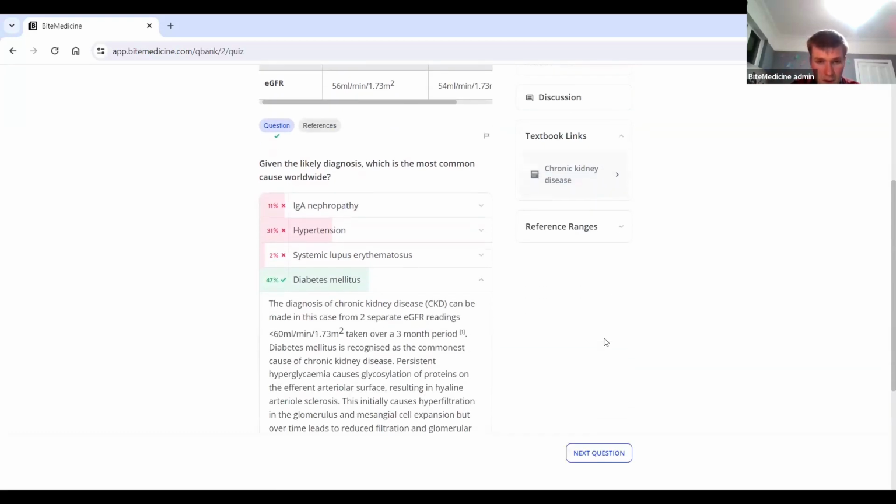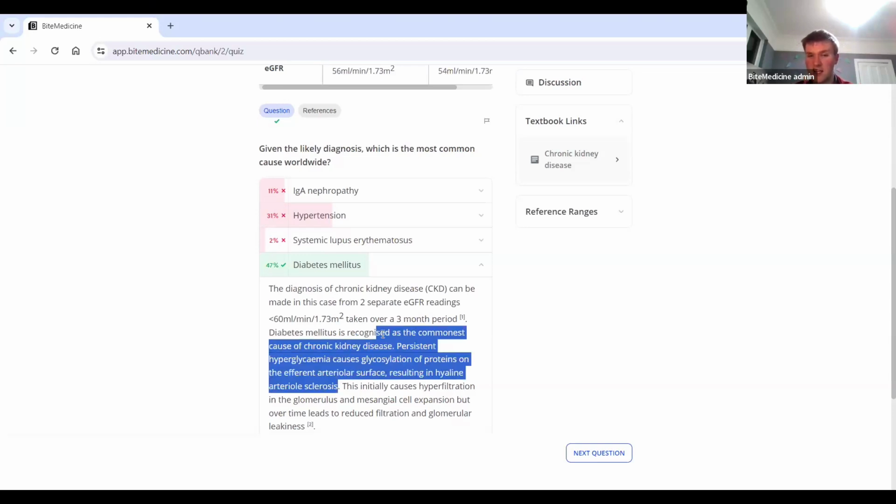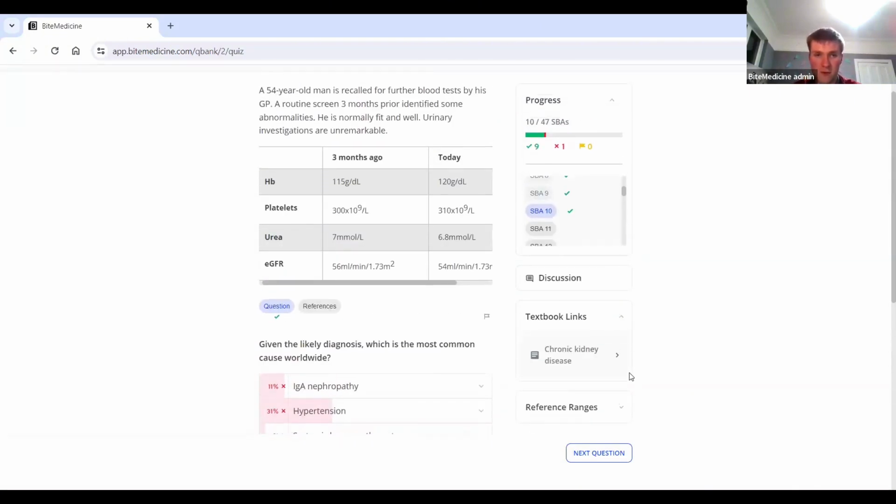Excellent. Look at that. Chuffed. So we've talked about how this is diagnosis of CKD. Persistent hyperglycemia causes glycosylation of proteins on the efferent arteriolar surface, resulting in hyaline arteriosclerosis. If you're preparing your SBAs with 2 weeks to go before your exams, that's the kind of stuff that you just take the L on and don't worry about, okay? So essentially it causes hyperfiltration in the glomerulus, mesangial cell expansion, and over time becomes leaky. Diabetic nephropathy in a nutshell.